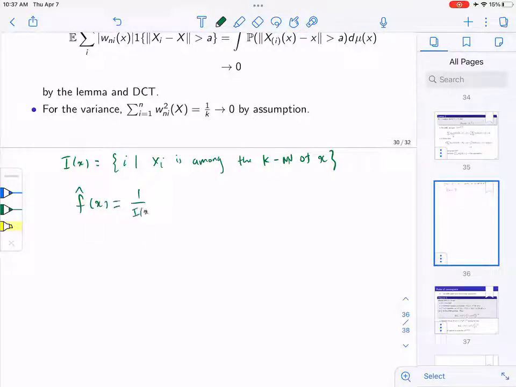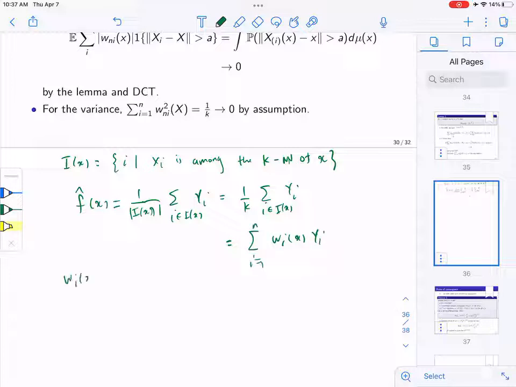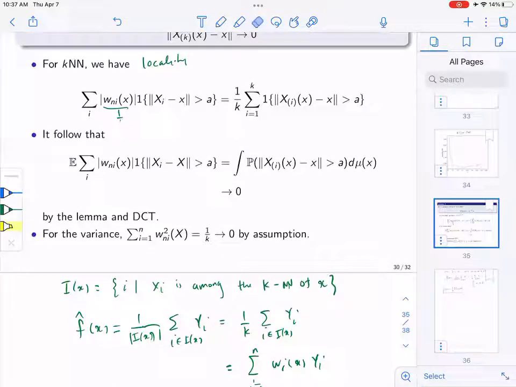It's like the size of this is just the average over this. And then the size is just 1 over k. So it's just 1 over k, summation i in I_x, y_i. So you can think of it as the weights being just 1 over k if i is in I_x. These are my weights. Okay, so I can write it like that if you want.